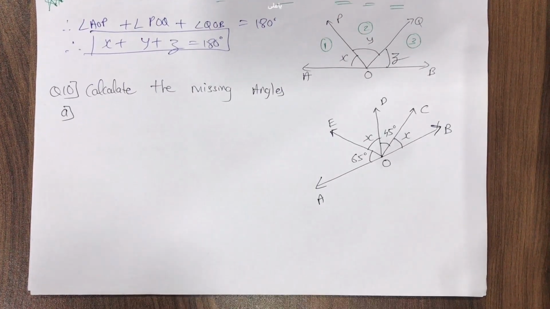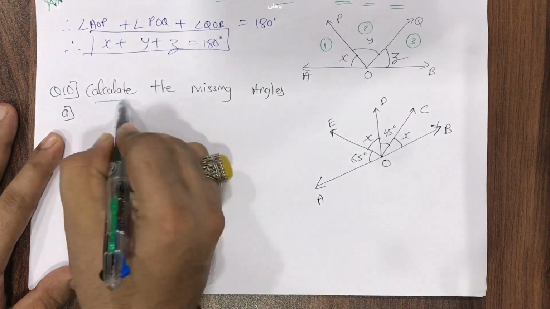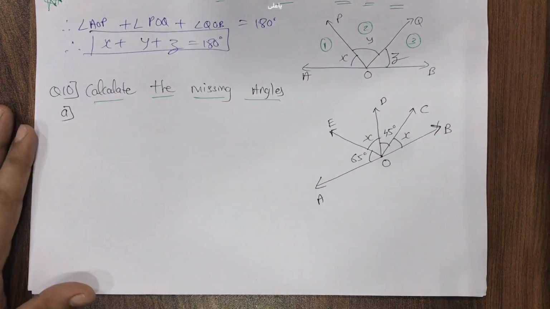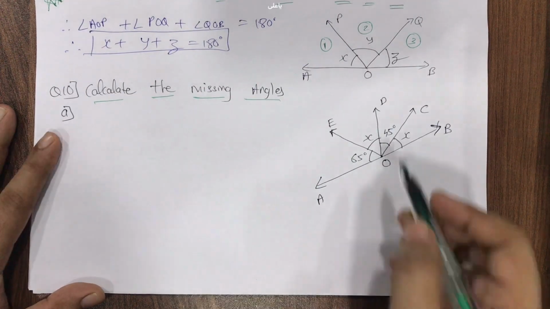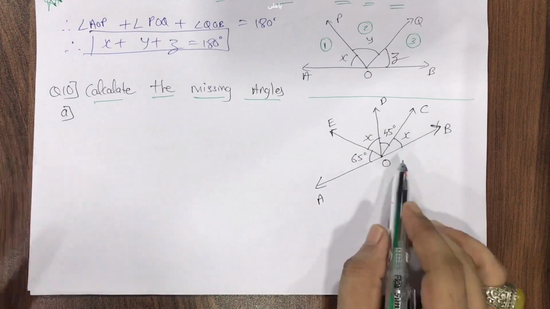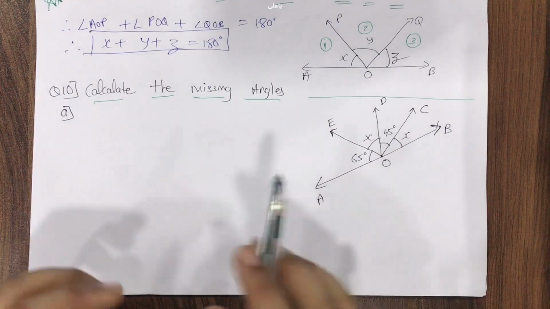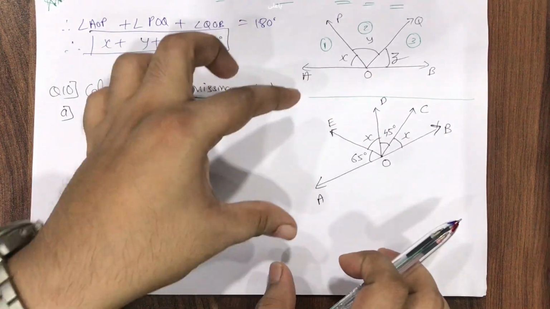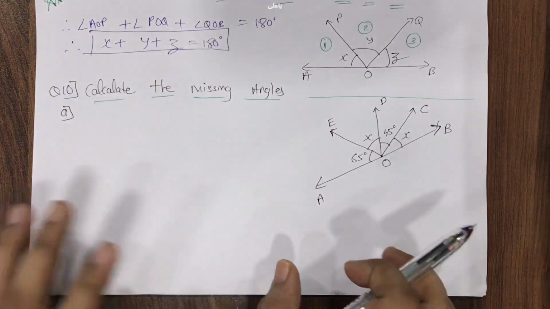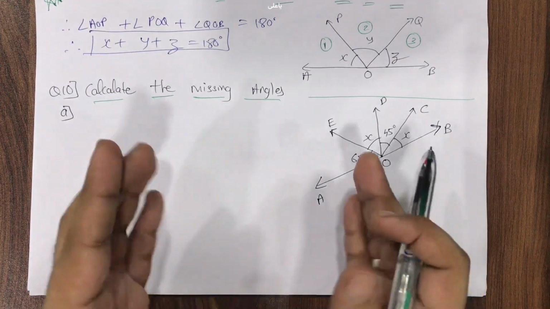Okay, students, now the heading is over here: calculate the missing angles. And in this sub question A, this diagram is given to us. Please see this diagram. Now how will you all draw the diagram? Pay attention. In your notebook, you will draw this diagram, and the height of the diagram should be minimum 5 ruled lines, not smaller than that. And you should always draw the diagram at the center.